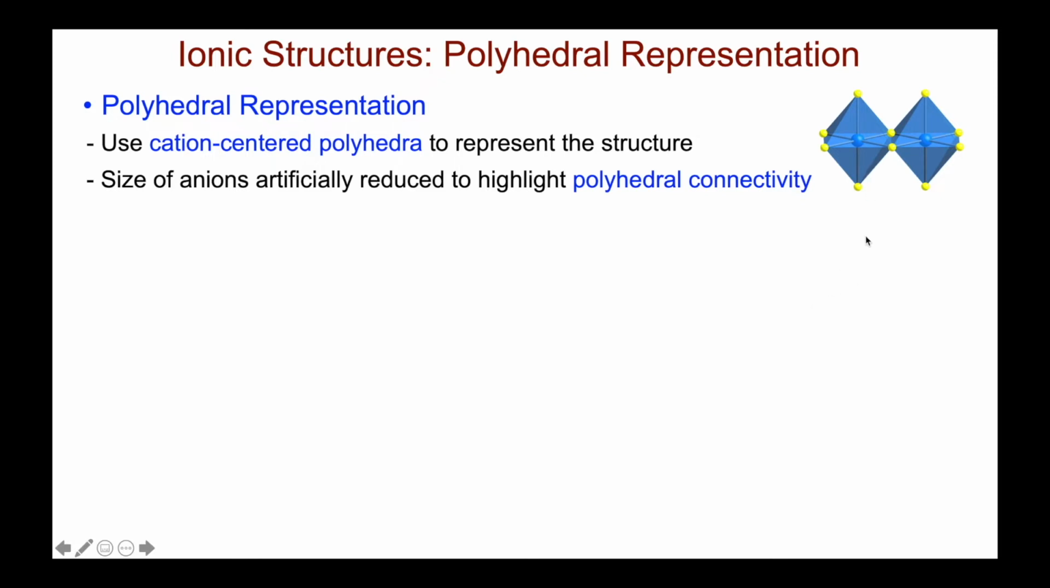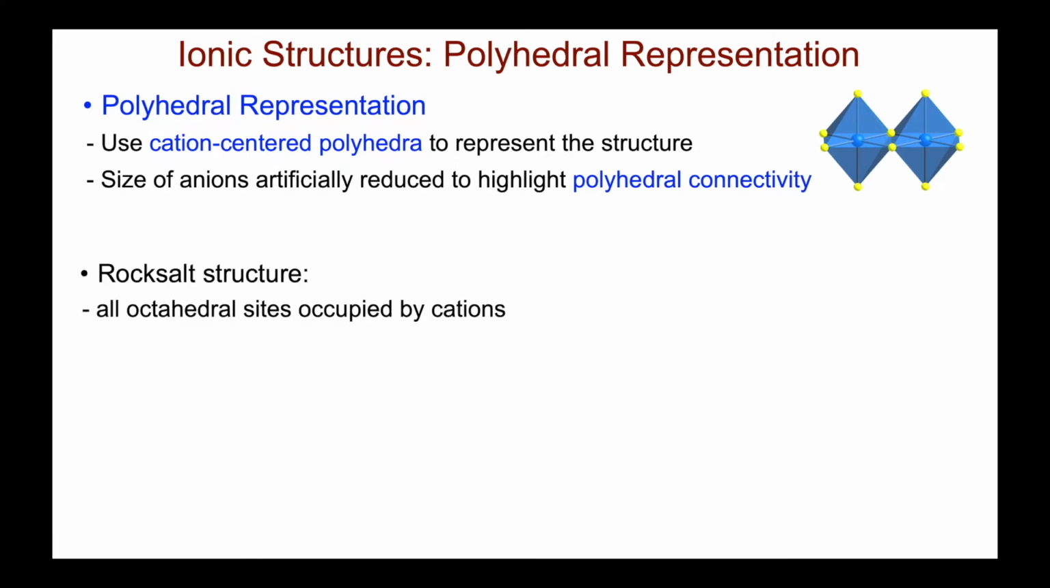So here I'm showing a unit of 2 polyhedra, octahedra. Here's my cation in the middle, showing its bonds to its 6 anion neighbors, which are at the vertices of an octahedron. I've shrunk the size of these anions, as I just mentioned, way down. And now I can see that in this case, I'd have a cation octahedron sharing an edge with another octahedron, because these 2 oxygen anions at the edge here of this octahedron are also at the edge of this one.